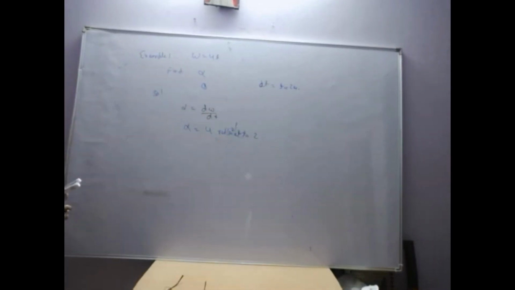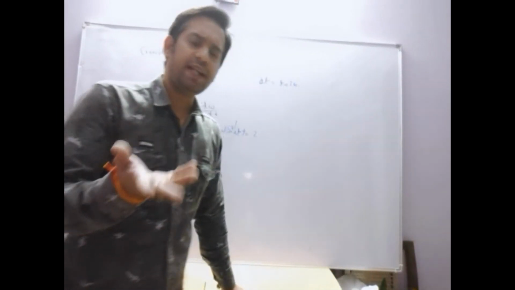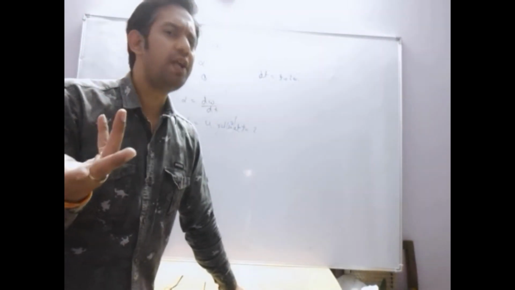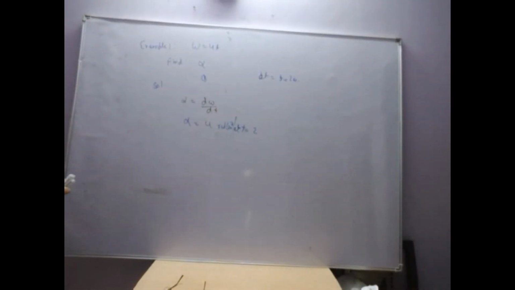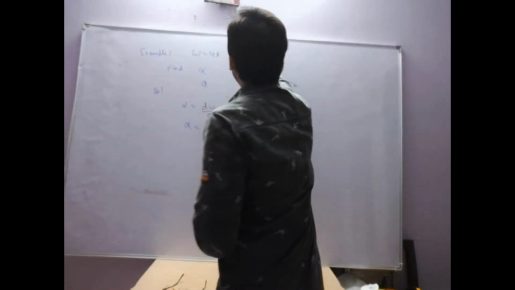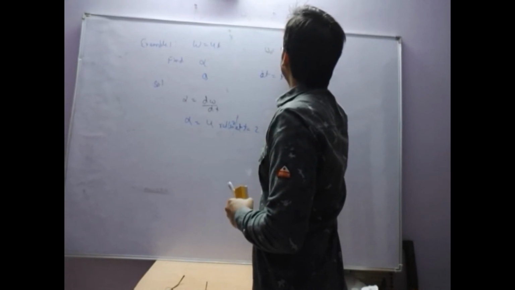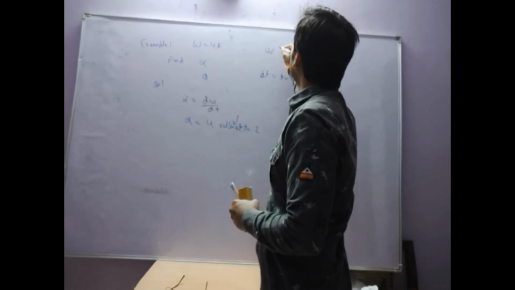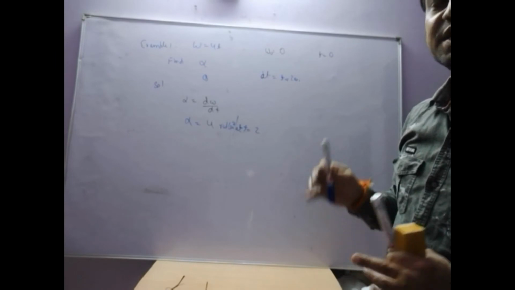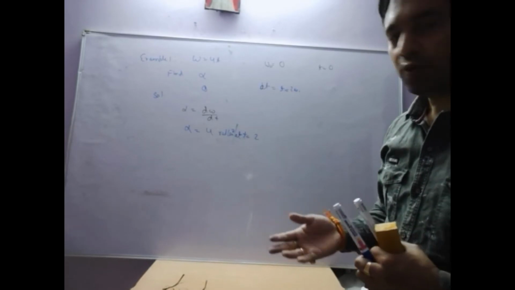Then we have to find theta. So how are we going to find theta? Actually alpha is constant, so we can apply any equation of motion and calculate theta. In this question, omega at t is equal to 0, omega naught is equal to 0 is also given. But it is not necessary that at t is equal to 0, omega naught is always 0.